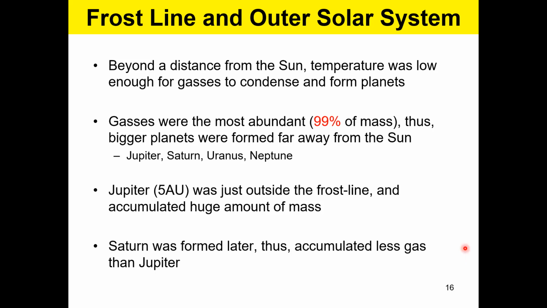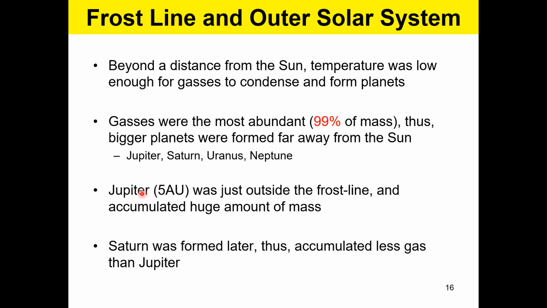Right. So the separation between the inner and outer solar system, in that area we give the name frost line, and beyond that is the outer solar system. And you can see these numbers. About 99% of the mass of the planetary nebula is gases, and the planets that were formed beyond the frost line were too big: Jupiter, Saturn, Uranus, and Neptune. So I'm not talking about Pluto.